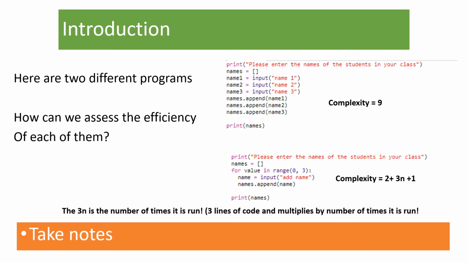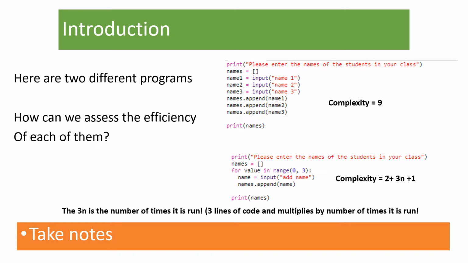So here we have two programs. Each program does the same, the program at the top of the page and the program at the bottom of the page. Each program asks for 3 names, appends it to a list and then prints the list. Now when we think of the efficiency of each of them, we'd probably think that the efficiency initially of the bottom program would be the best. This is because it has less lines of code. Well, actually that's probably not the case.